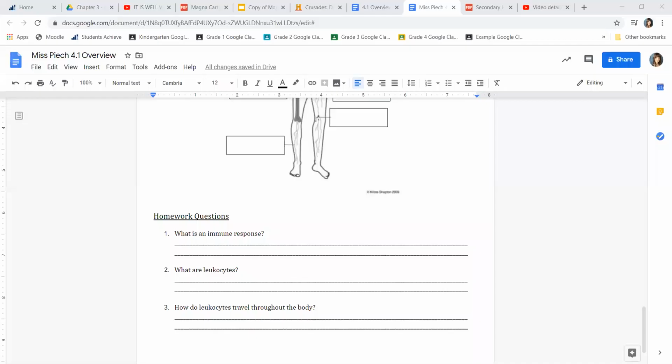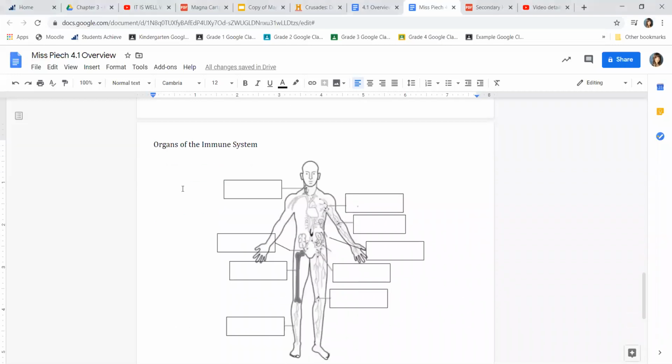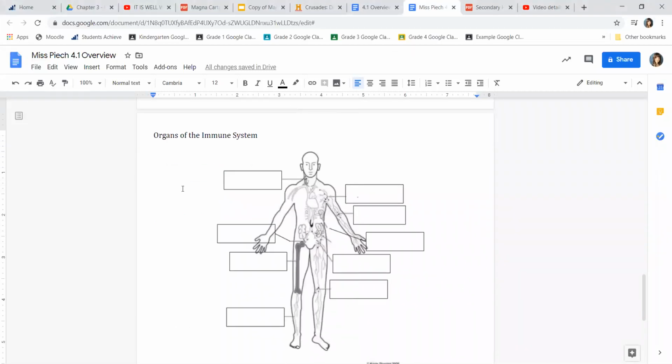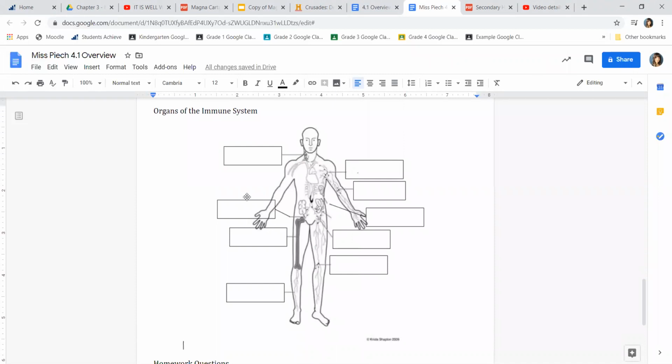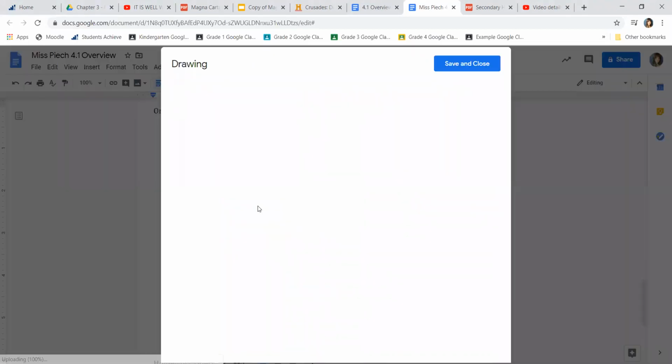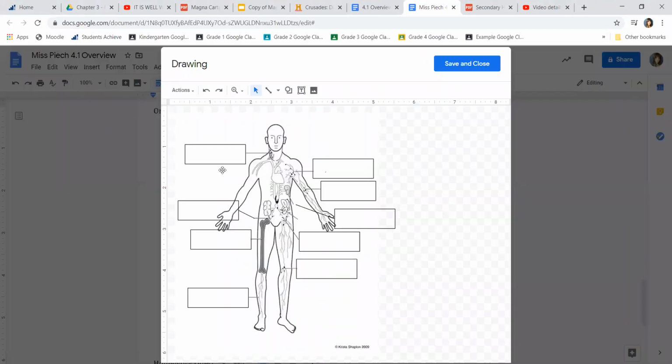So I'm going to share my screen with you again. Now over here, we're on page 3, and we're looking at the organs of the immune system. If you double click on this, you're going to be able to fill in the text boxes. So we're going to look at different components of the immune system. We're going to start here with the bone marrow.